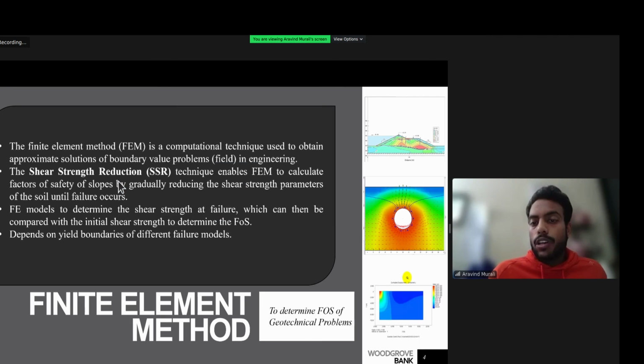It is a computational technique used to obtain solutions of boundary value problems using the shear strength reduction technique. This technique enables finite element modeling to calculate the factor of safety by gradually reducing the cohesion and the angle of internal friction, that is, the shear strength parameters of the soil, until failure occurs.